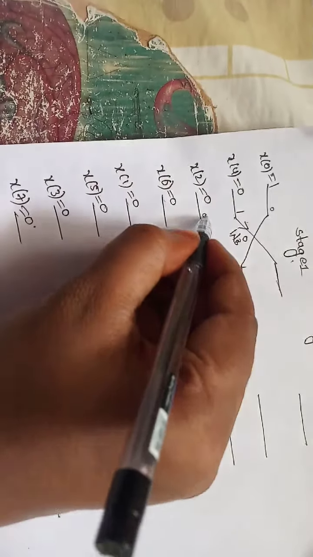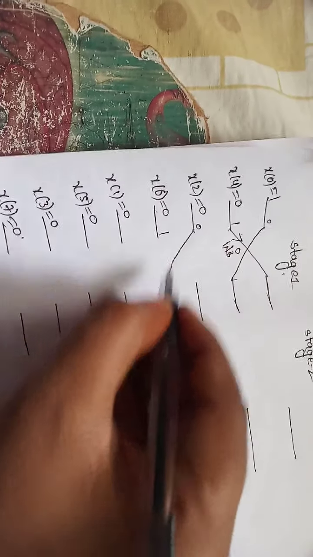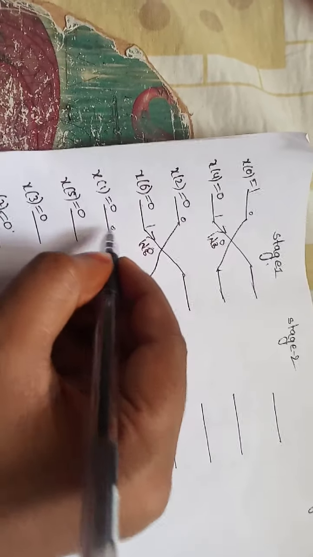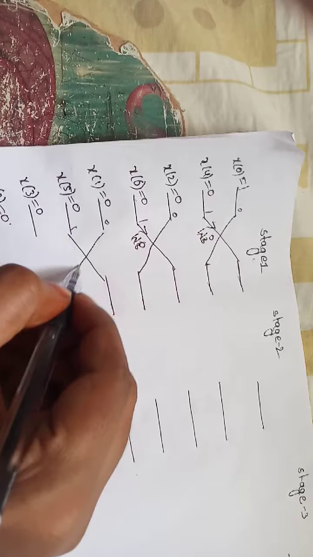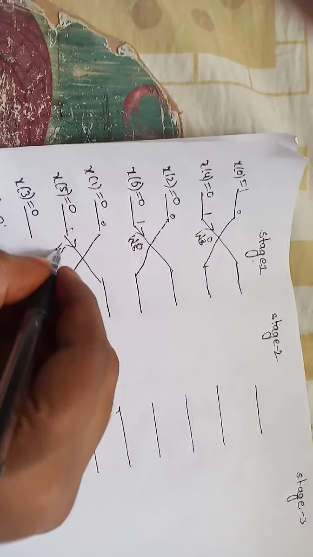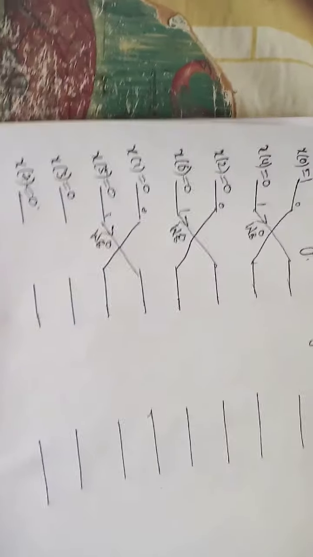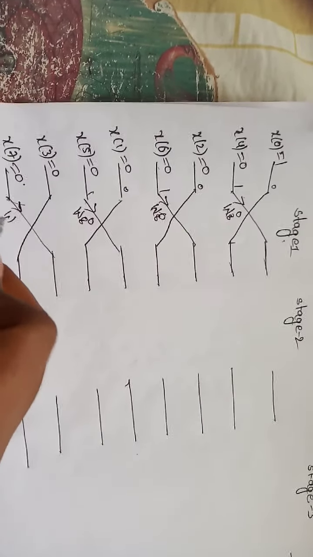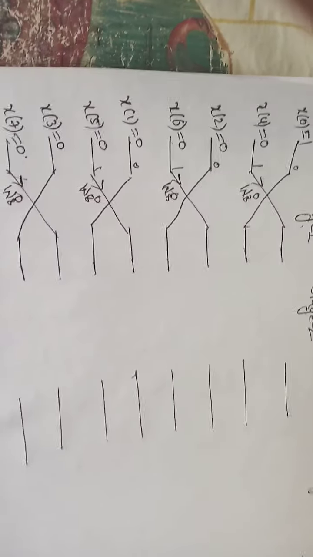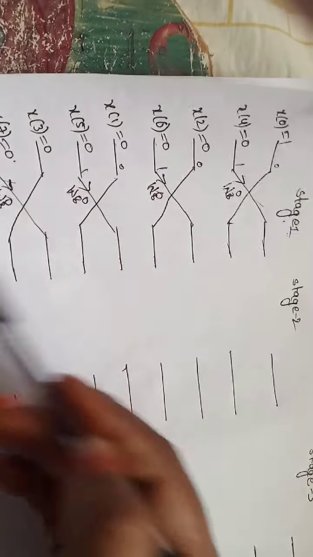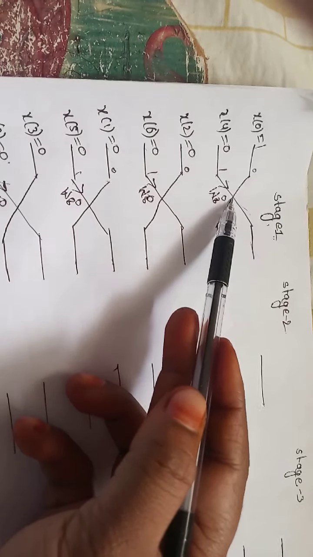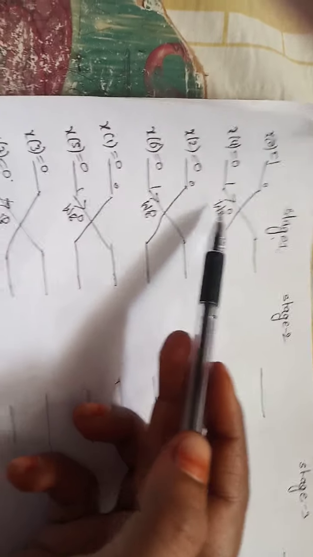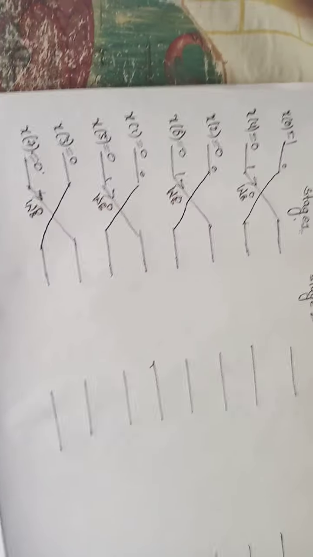Likewise take 0, 1. So these two are connected, and the factor is W8 of 0. And take 0, 1. No need to write 0, 1, 0, 1. This is just how to draw. So 0, W8 of 0. So here for stage 1 we got 4 butterflies, and we got only one twiddle factor. The twiddle factor will repeat only 4 times. So this is about stage 1.